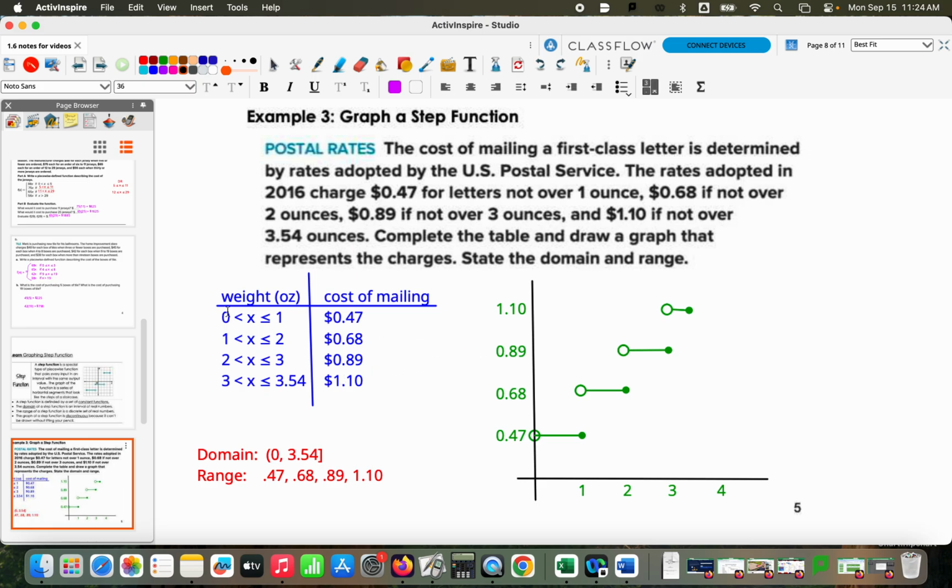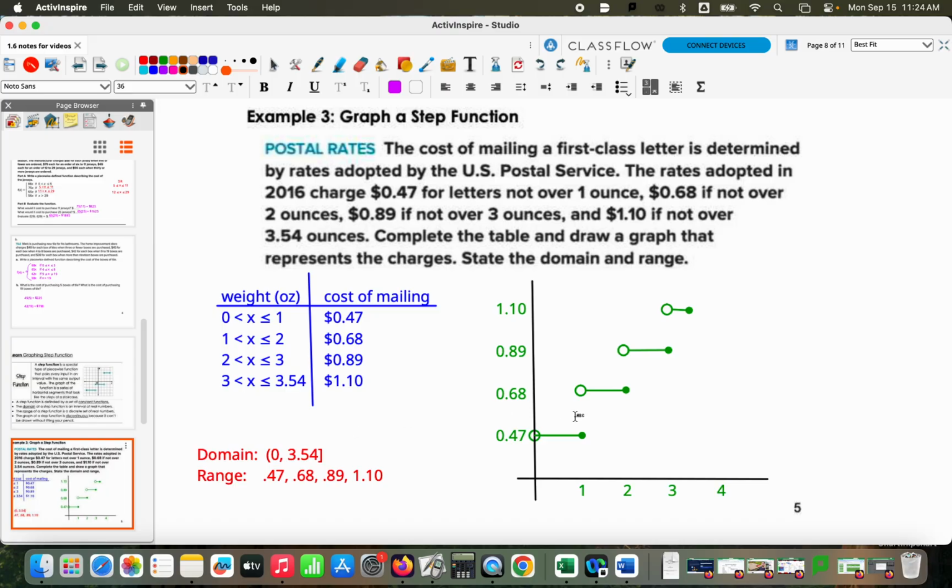So if you actually graph that, obviously if it's zero, you pay zero, so we start off with an open circle here. If it's zero weight, I'm not going to pay 0.47. It's got to weigh probably at least 0.1 ounces or something. But from there, anything between 0 to 1, it's going to be 47 cents. And at 1, it's a closed circle because I do include that point. Once I get to 1.1, it's now in a new category. So 1.1 would now be in the next category. Between 1 to 2, it's now 68 cents. And between 2 and 3, it now costs 89 cents. And then once we get between 3 and 3.54, it's $1.10.